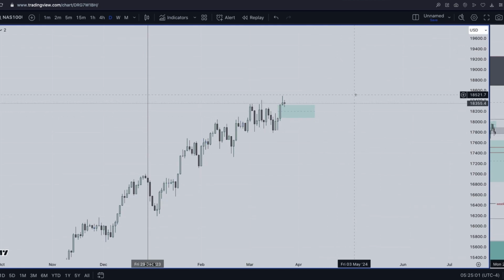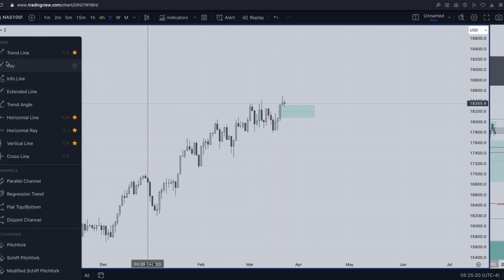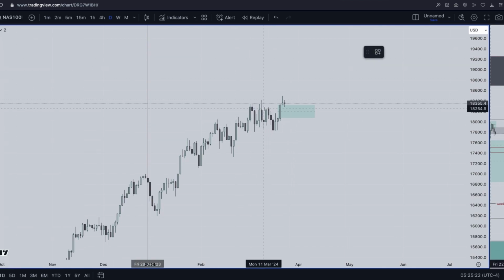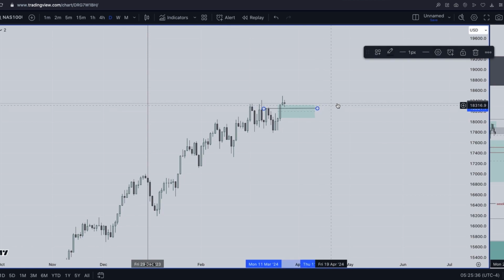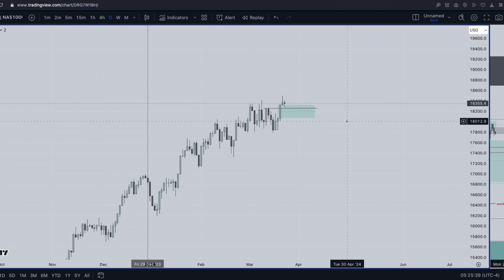So now we must ask ourselves, okay, since weekly is still bullish, right, and daily is still bullish, if price wants to continue going higher, where do we expect it to continue going higher from? We expect it to continue going higher from here, right? From this level here. You can see it hasn't been tested yet. So if NAS is going to continue going higher, this is where we expect it to go higher from, all right?